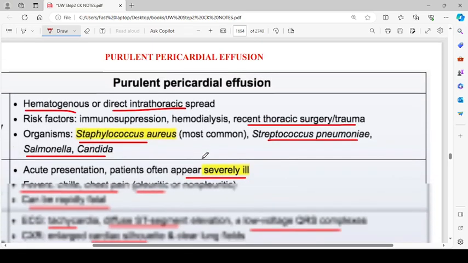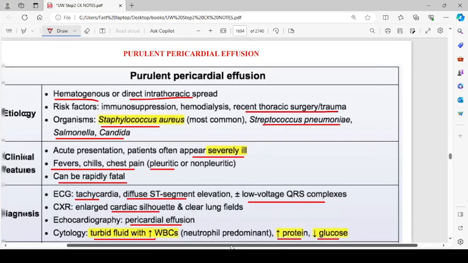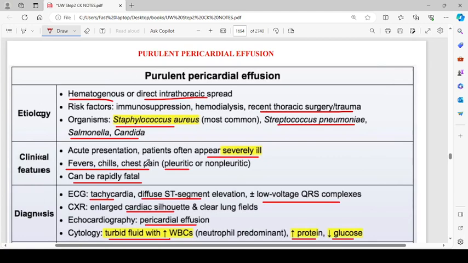Then we have purulent pericardial effusion. Purulent means pus filled, so it is definitely associated with some infectious etiology. Not always. So purulent pericardial effusion, hematogenous or direct intrathoracic spread. Yes, it is associated with infectious etiology. Now that infection can either be spread via hematogenous route or by direct intrathoracic spread.